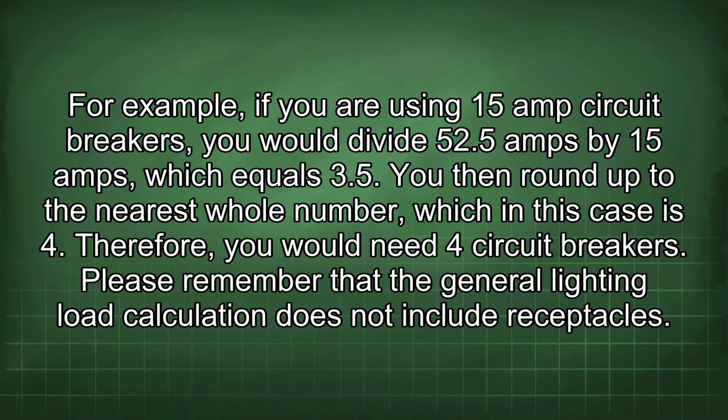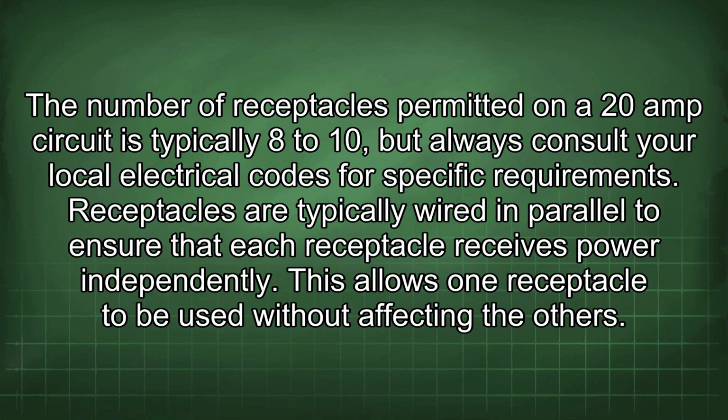Please remember that the general lighting load calculation does not include receptacles. The number of receptacles permitted on a 20 amp circuit is typically 8 to 10, but always consult your local electrical codes for specific requirements. Receptacles are typically wired in parallel to ensure that each receptacle receives power independently. This allows one receptacle to be used without affecting the others.